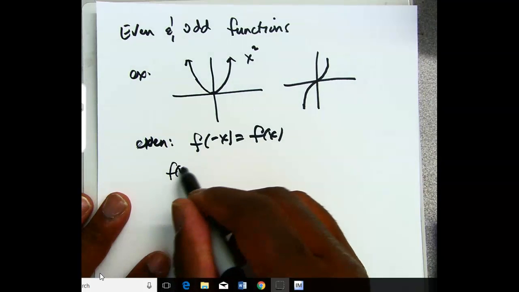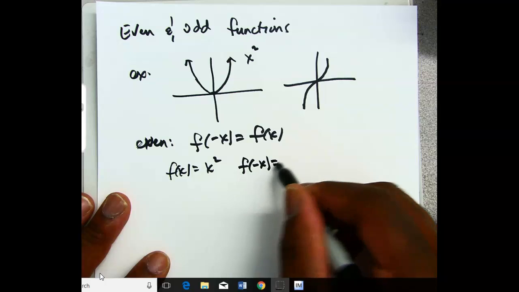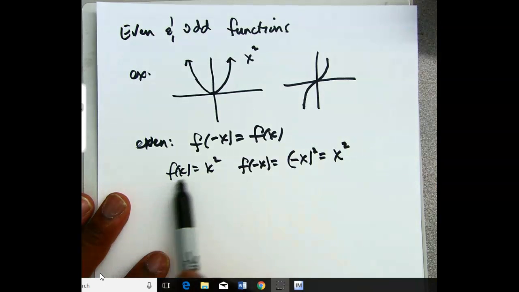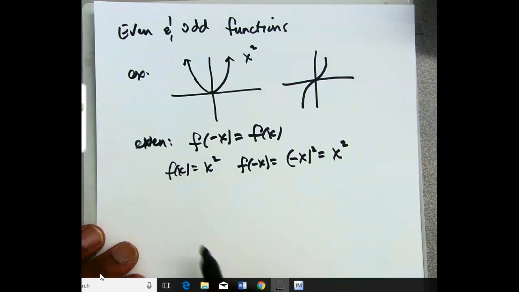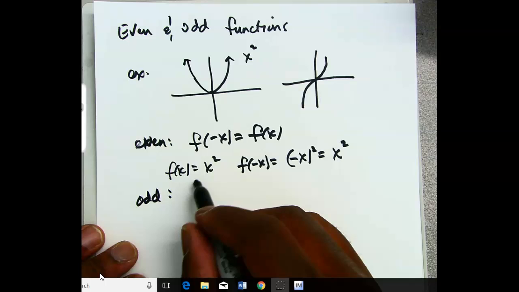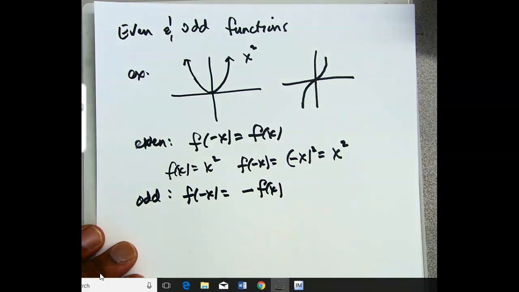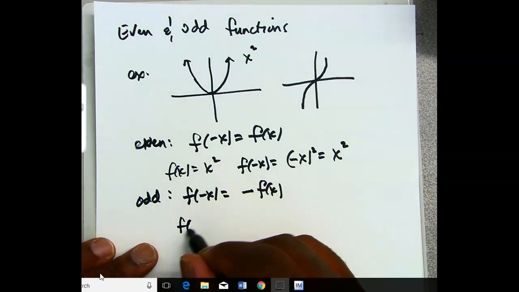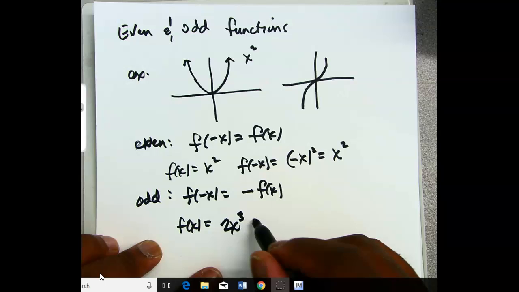So if we say that f of x is equal to x squared, then f of negative x is equal to negative x squared, which is x squared. So f of x and f of negative x are the same function. Then you have an even function. If your function is odd, then f of negative x is actually equal to negative f of x. So that's negative 1 times f of x. So for this function, f of x is equal to, let's say we have 2x cubed plus x.